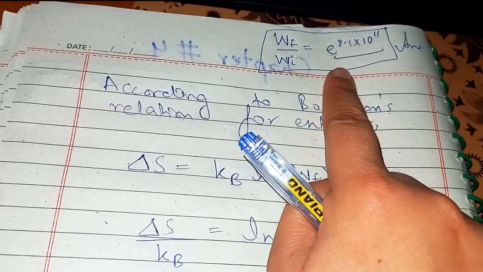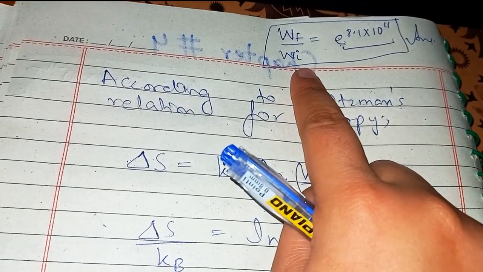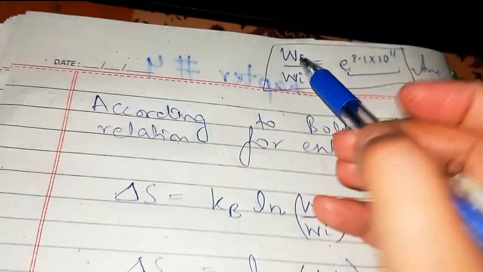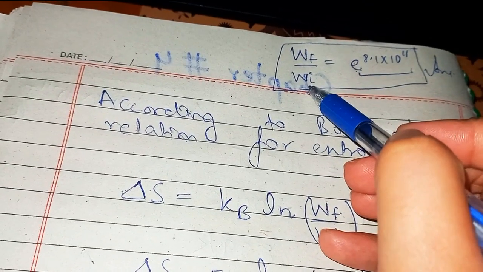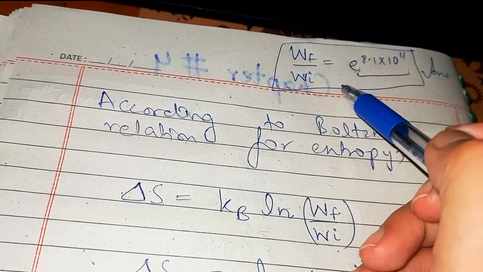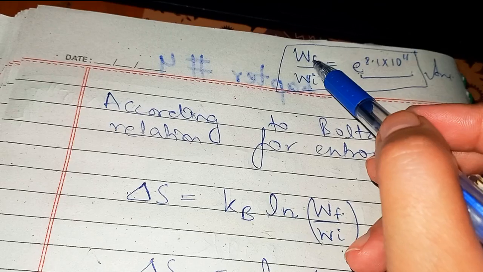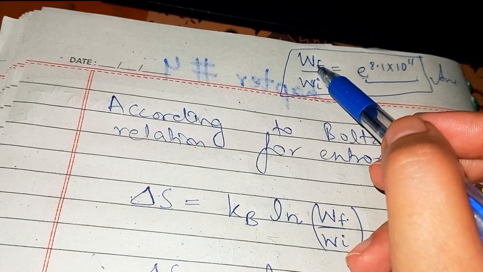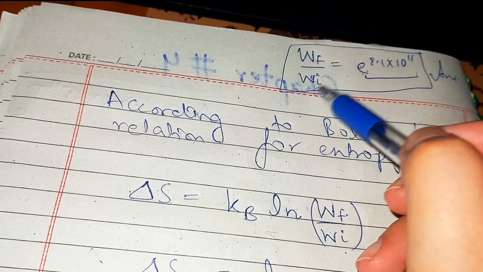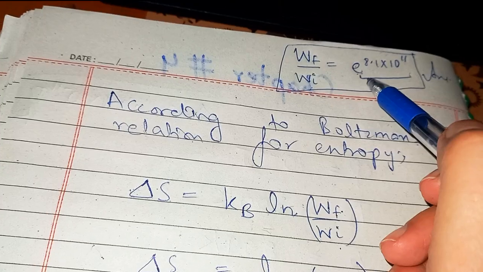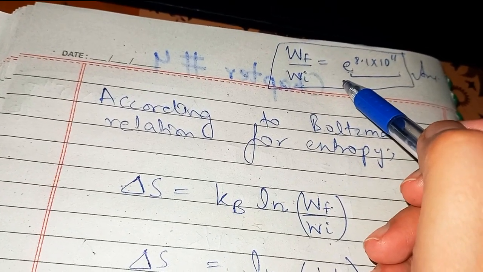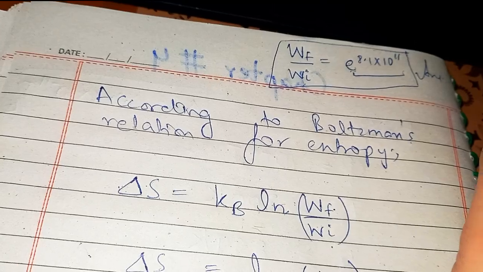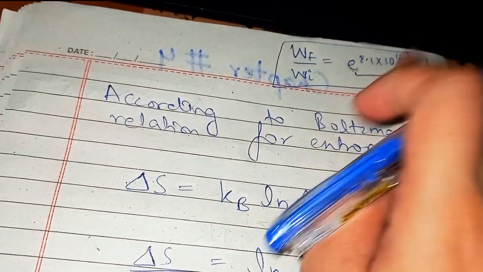This is the factor by which the accessible states has increased. This is the final accessible states and this is initial accessible states. So the factor by which they increase is given by dividing the final accessible states by initial accessible states, and we can see here that the accessible states has increased dramatically. Okay, this is a huge number.